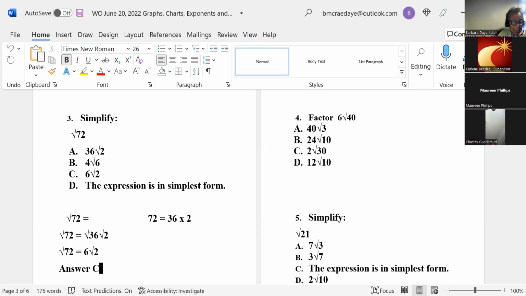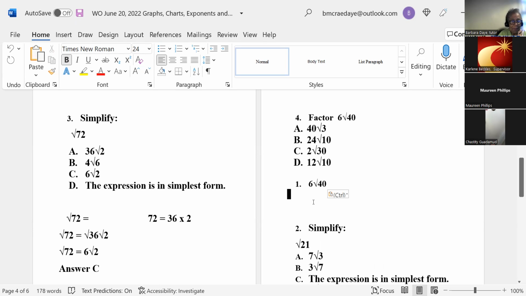You also had number 4 correct. Factor 6 times square root of 40. So Maureen, can you tell me how you did that one? You had it correct. I just guess. Oh, you guess. Well, you made a good guess, but let's just write how you do it. Okay. So 6 times square root of 40. Now, what are factors of 40?